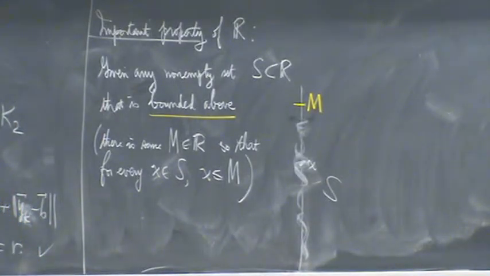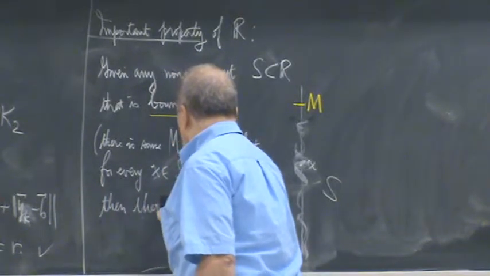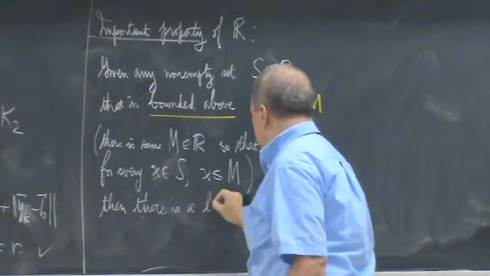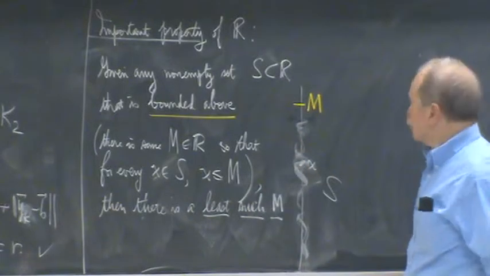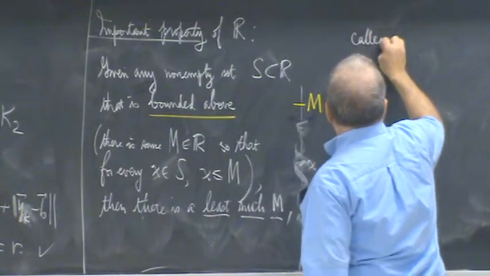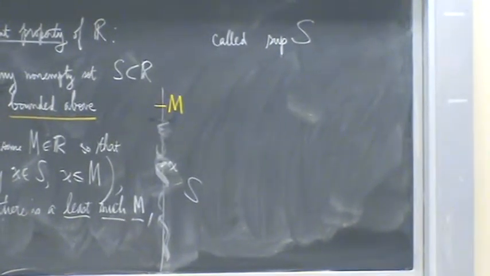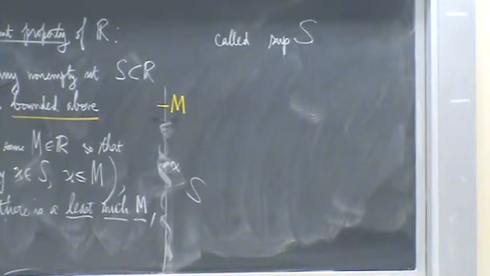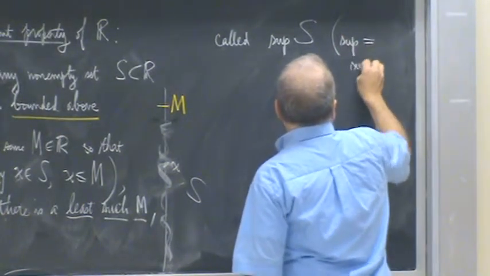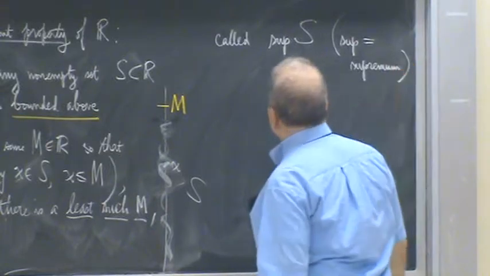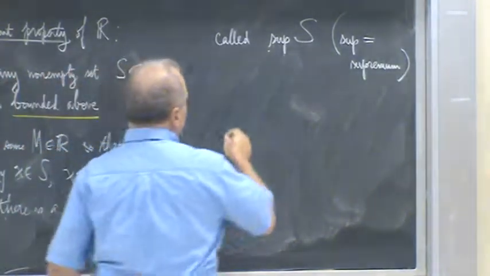And the property, it's called the least upper bound property, then there is a least such M called sup S. That's not Campbell's soup, it's sup, as in supremum. So sup of S is what's called the smallest upper bound or least upper bound.